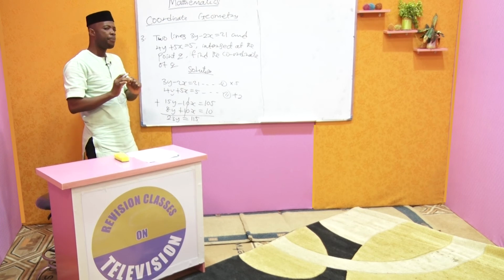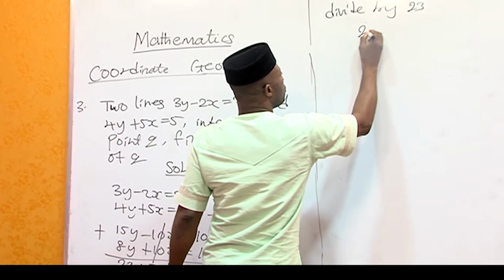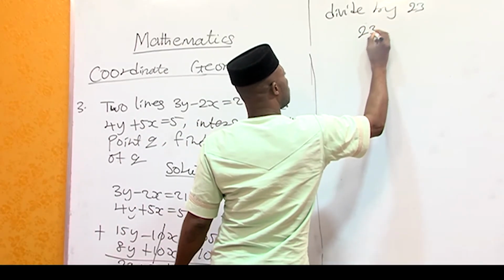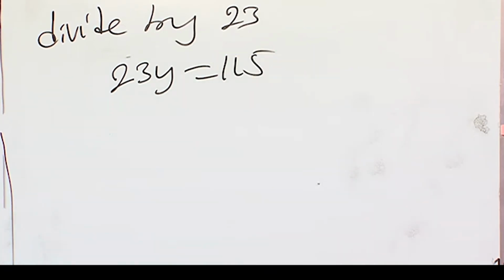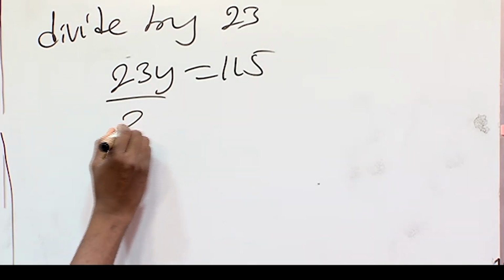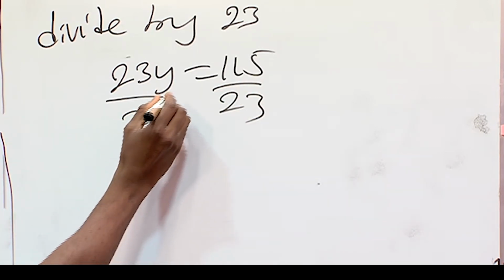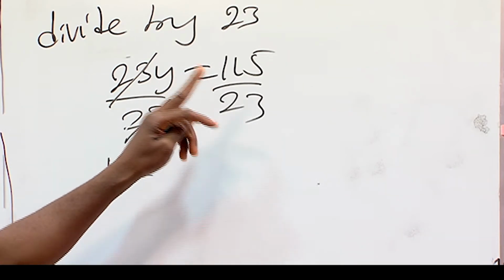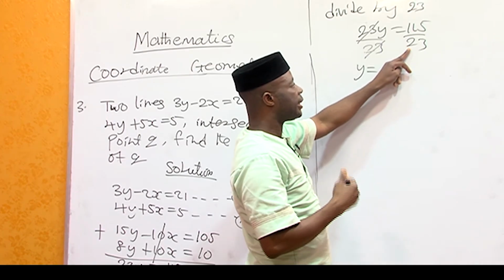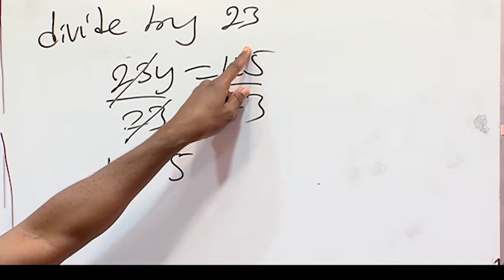So I want to divide both sides by the coefficient of y. Now we have 23y equals 115. Then I divide by 23, divide by 23. So 23 cancels 23, we have y. Then 115 divided by 23 is 5, because 5 times 23 gives 115.